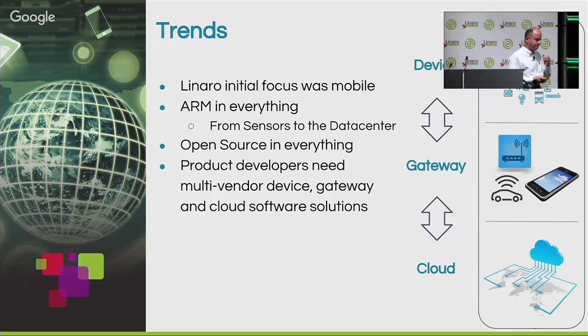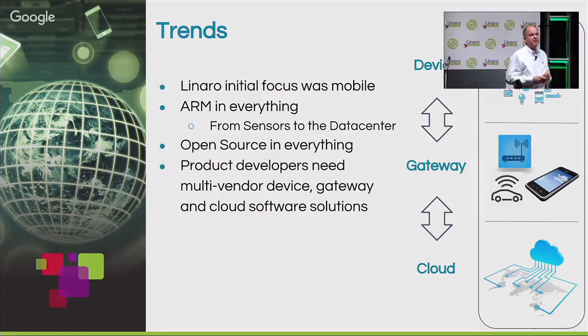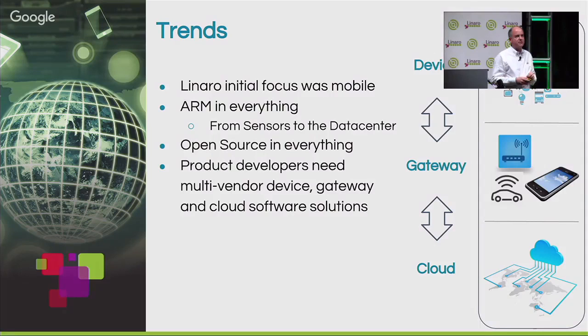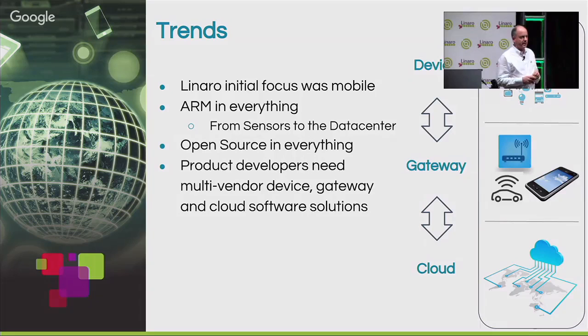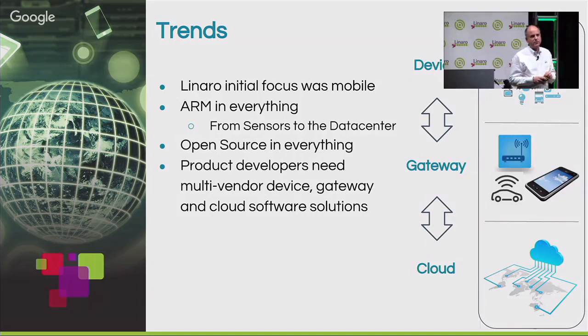We see some trends going on in the industry. Our initial focus 6 years ago when we started was in the mobile space. But today, Arm has penetrated every single market segment across the IT space. Everything from simple sensors and controllers that could be out in a field measuring water condensation, all the way to the data center itself and building servers that are going to power the next generation of the web. And it's not just Arm in everything, it's open source software everywhere and in every piece of equipment that we use. And product developers across this spectrum are looking for multi-vendor device, gateway, and cloud software solutions.